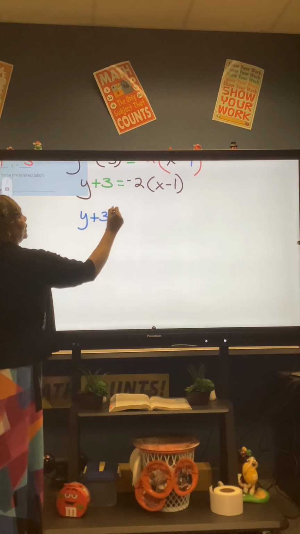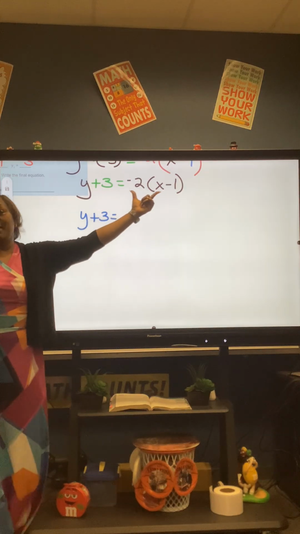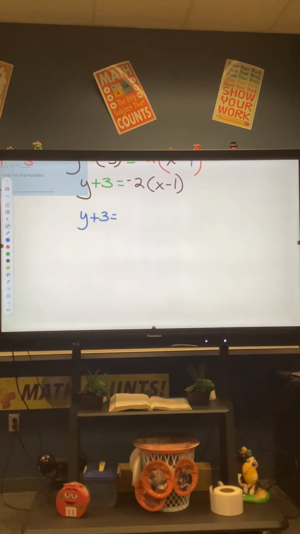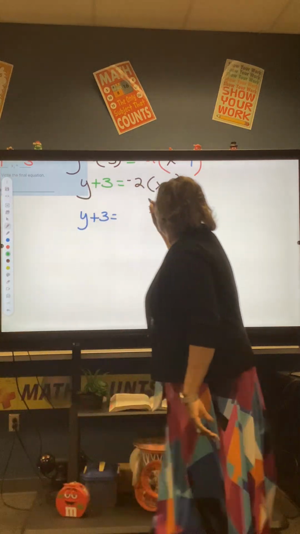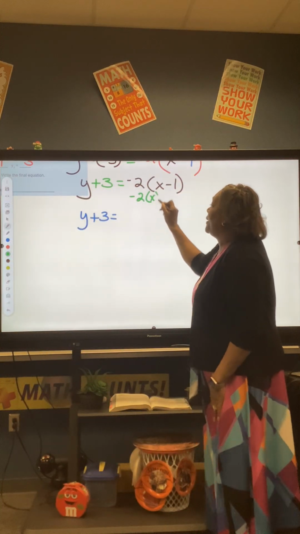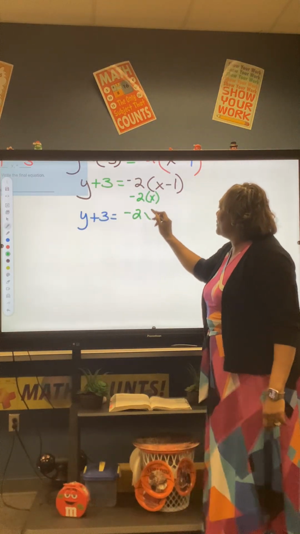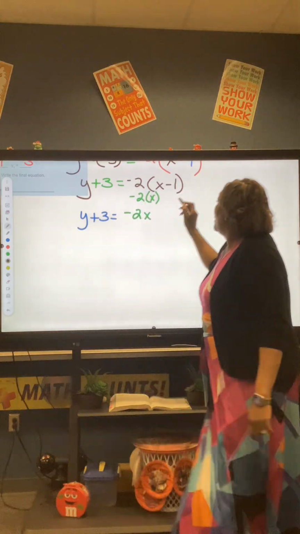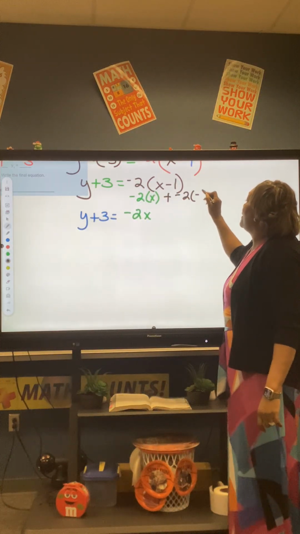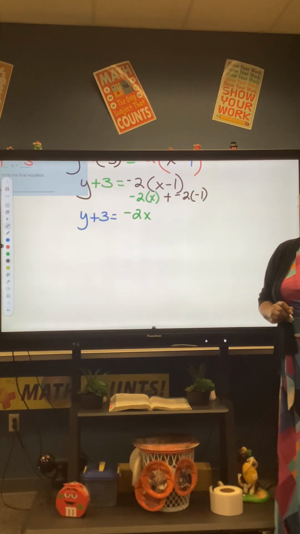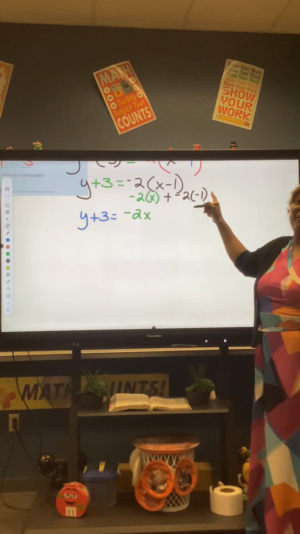Y plus 3. When we have parentheses, we have to do what? Anybody? You got to multiply. Okay, watch this. I'm going to take you back to when I first met you. A -2 times x gives me what? -2x. Oh, somebody's coming alive in the back. Come on. A -2 times a -1 gives me what? What's a negative times a negative? Positive what? -2 times a -1.